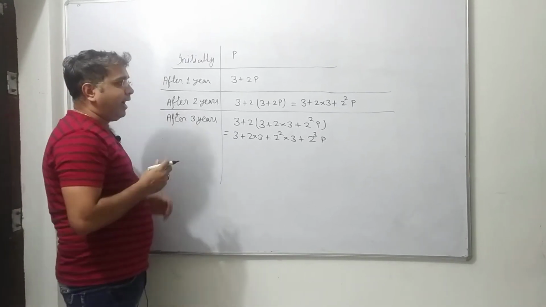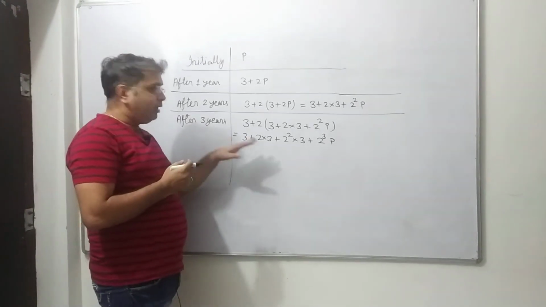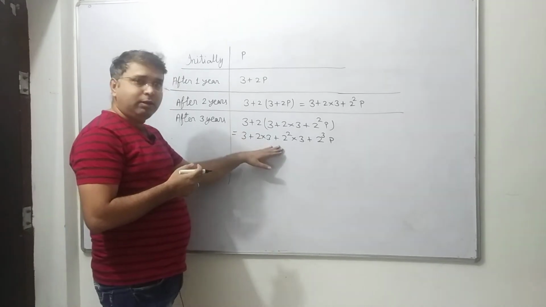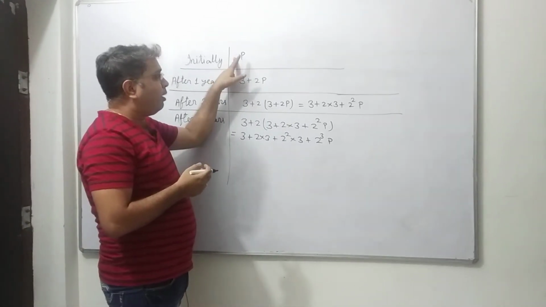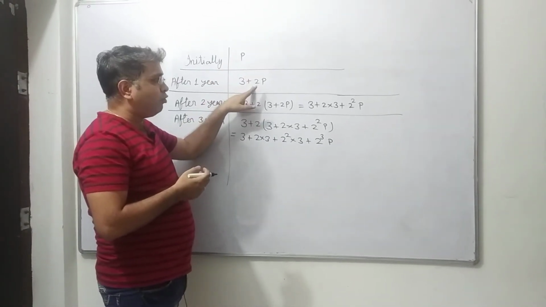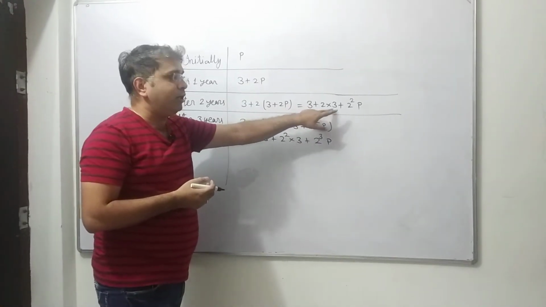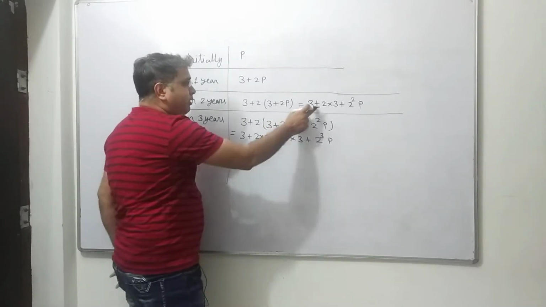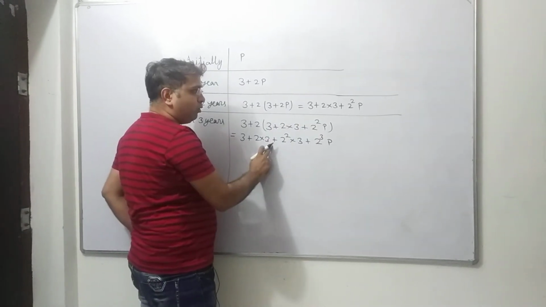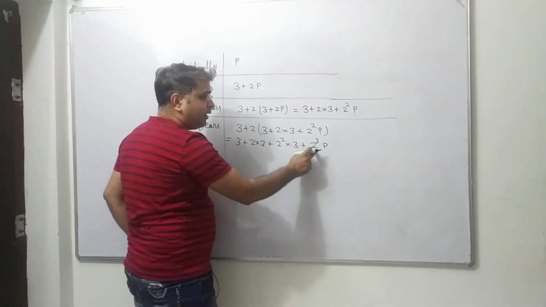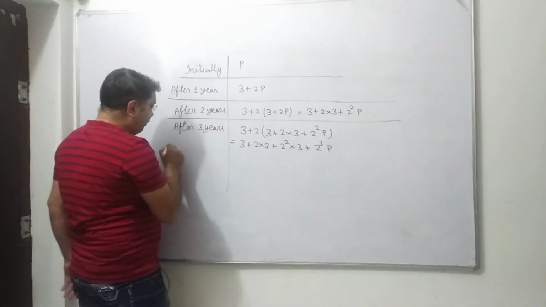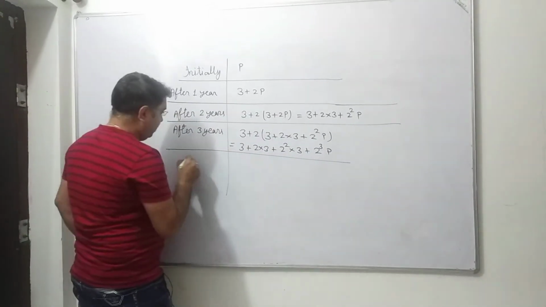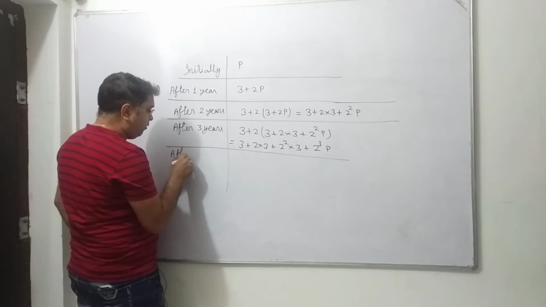So can we find the pattern in the data of population? Here population is P, then 3 plus 2P, then 3 plus 2 into 3 plus 2 square P. Now see here and compare these. So this is 3, 2 into 3, then 2 square into 3, then 2 cube into P. We can calculate one more so that it will be clear.